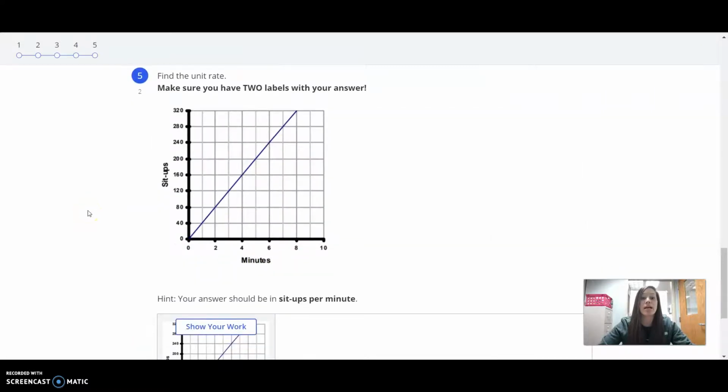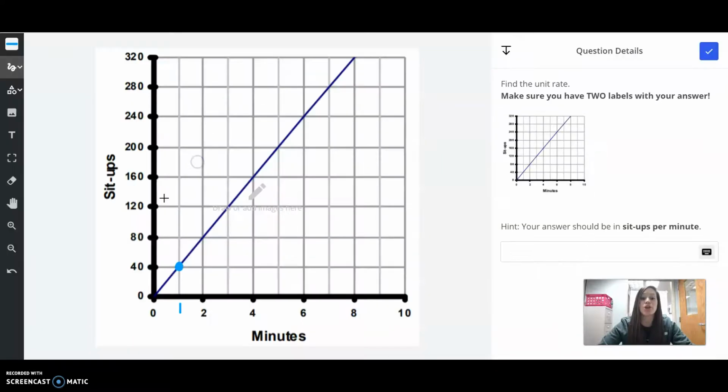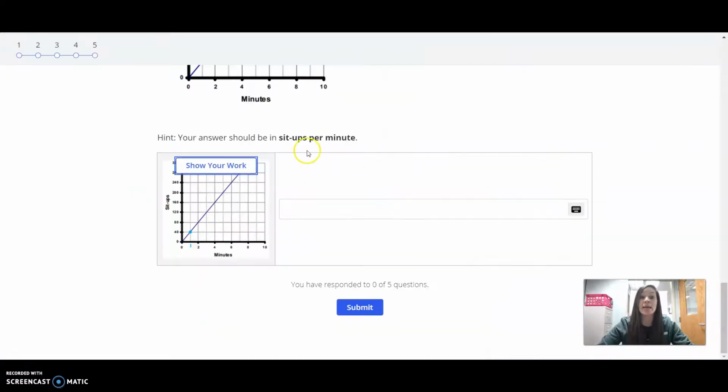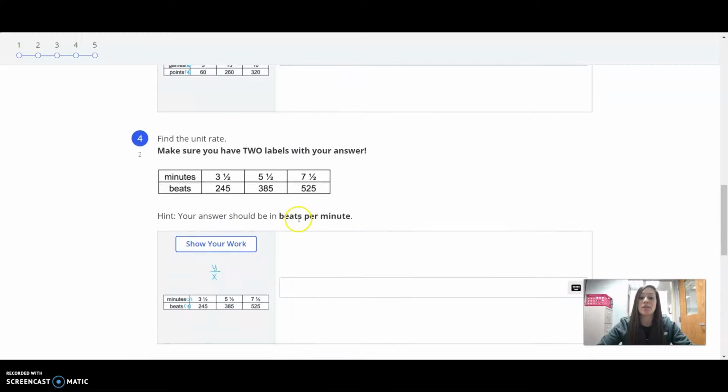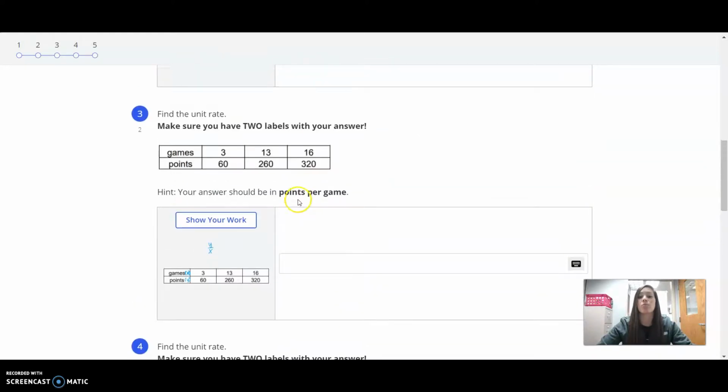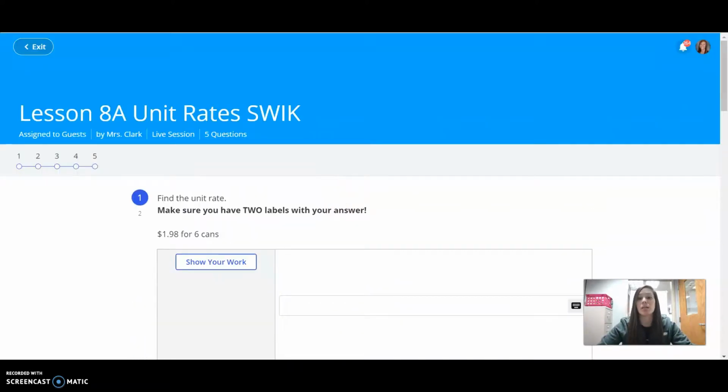Another hint for your graph is if you click on show your work, the ordered pair you want to use is right there. Remember, the unit rate is when the X value is 1, so find the 1, follow it up, follow it over, and that'll help you find your unit rate. Again, I need labels, labels, labels. Give me fractions, label on top, label on bottom. Even here I tell you sit-ups is your top label, minutes is your bottom label. Beats per minute or points per game. So I give you some hints there with labels.